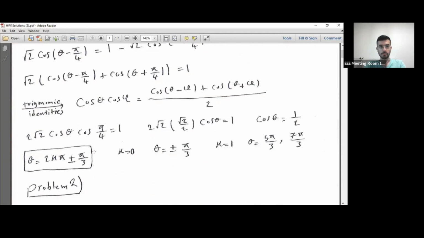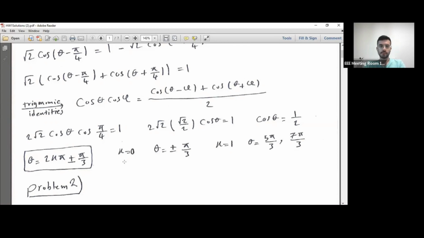So we can replace it, and the equation will become like this: 2 times square root of 2 times cosine of theta times cosine of pi over 4 equals 1. After simplification, we will have cosine of theta equals 1 over 2, and we can find theta equals 2 k pi plus or minus pi over 3.